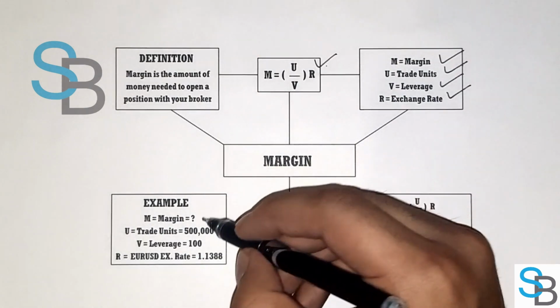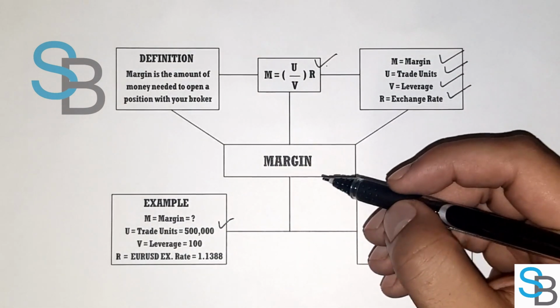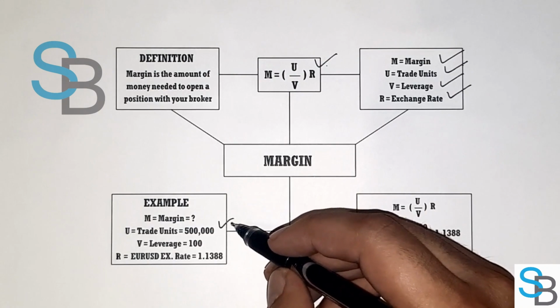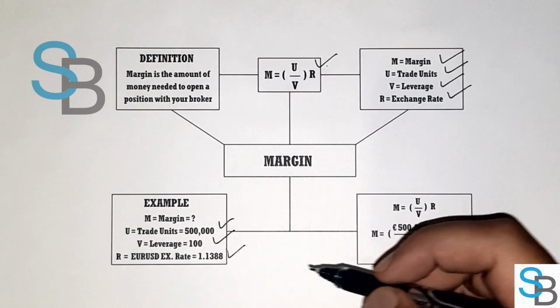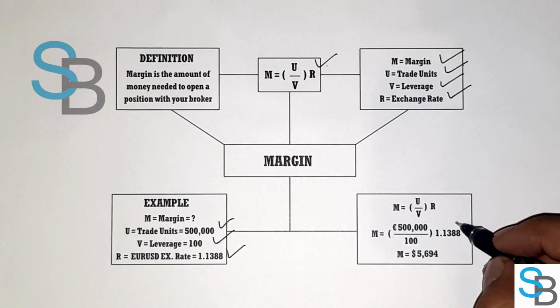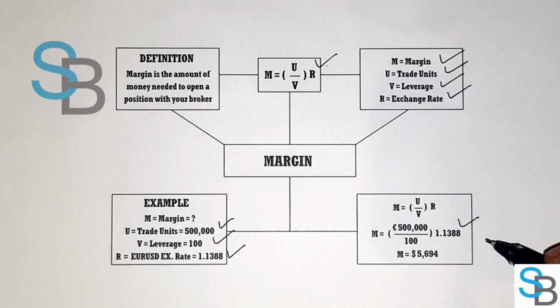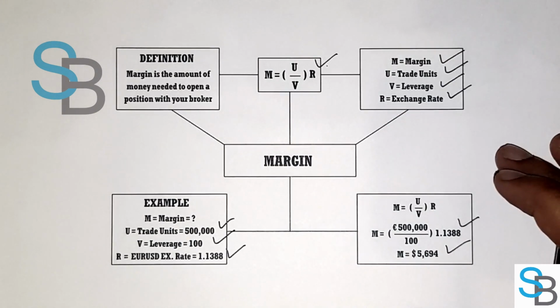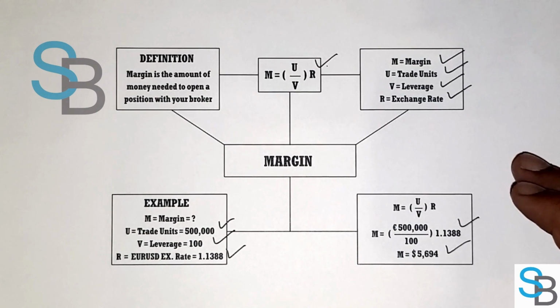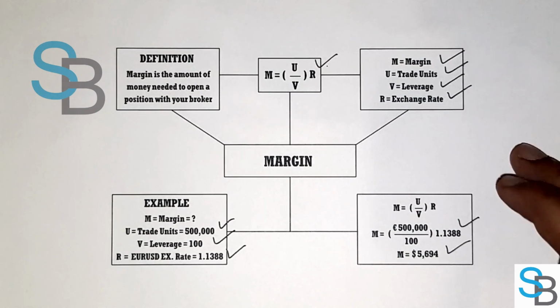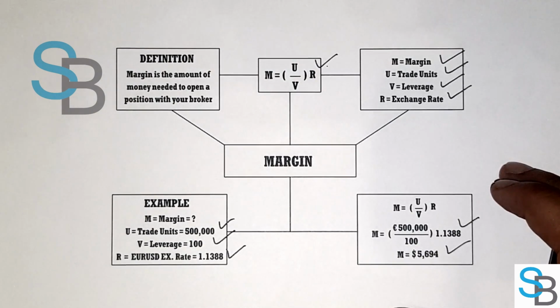Let's say we want to trade 5 lots or 500,000 units of the Euro USD. Your broker offers 1 to 100 leverage and the current exchange rate is 1.1388. Divide 500,000 by 100 and multiply by 1.1388 and you get $5,694. And this is the minimum amount you need to have in your account to open a trade for 5 lots of Euro USD given a leverage of 100. And this minimum amount is your margin.